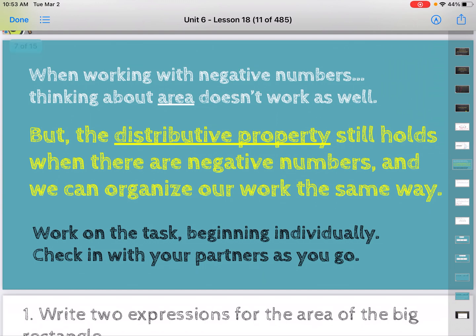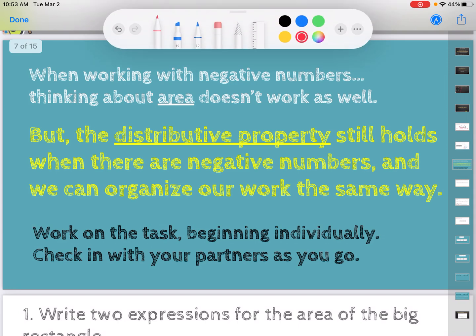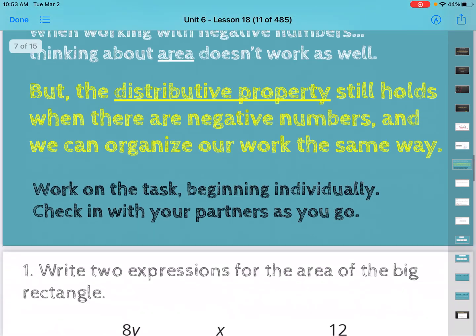When working with negative numbers and thinking about area, it doesn't work well. So if you think about the distributive property, it still holds true when there are negative numbers, and we can organize our work in the same way. So work on the task beginning individually. So we're going to start it on our own.